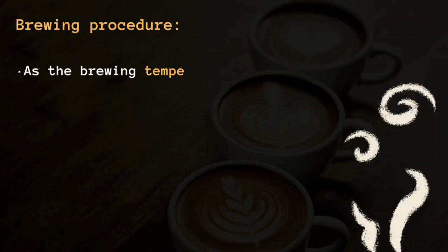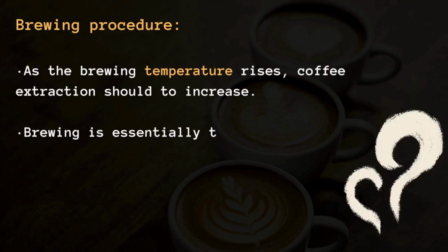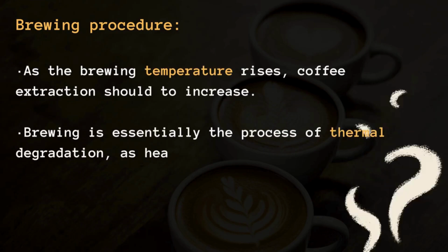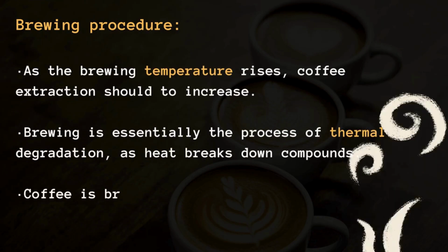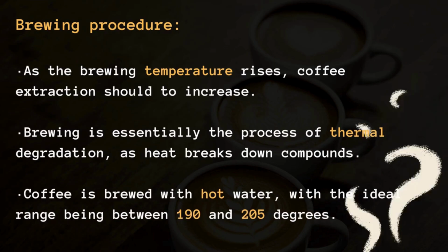Brewing procedure. As the brewing temperature rises, coffee extraction should increase. Brewing is essentially the process of thermal degradation, as heat breaks down compounds. Coffee is brewed with hot water, with the ideal range being between 190 and 205 degrees.